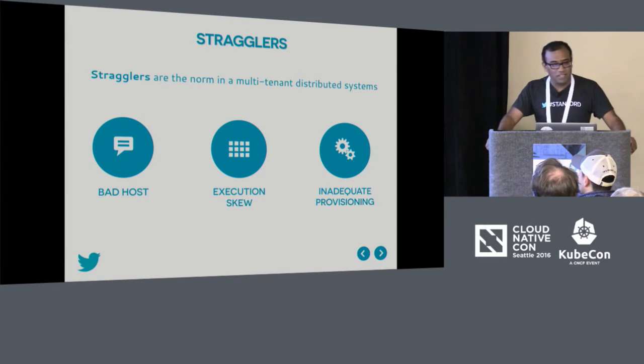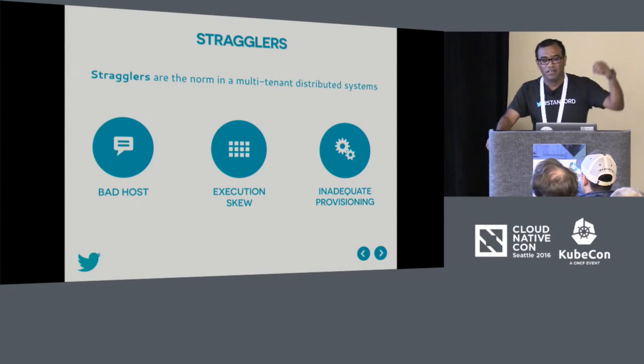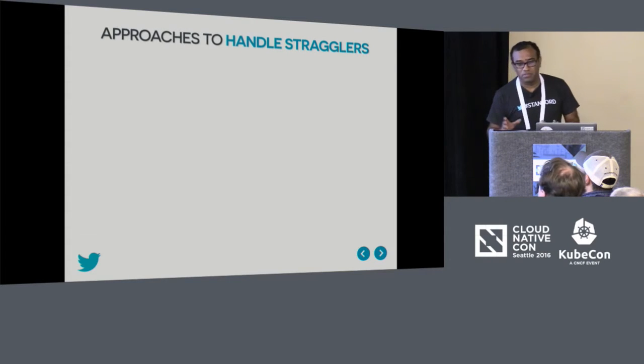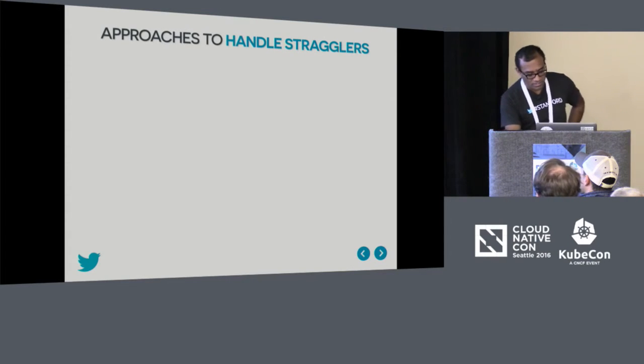Then the second one is execution skew. I mean, Twitter is known for skew because of the asymmetric nature of the users and their followers, right? So what do you do with the execution skew? Then if the topology is not adequately provisioned, stragglers could come in because you're not able to process the incoming data rate, right? So let's look at the approaches that we take in order to handle stragglers.